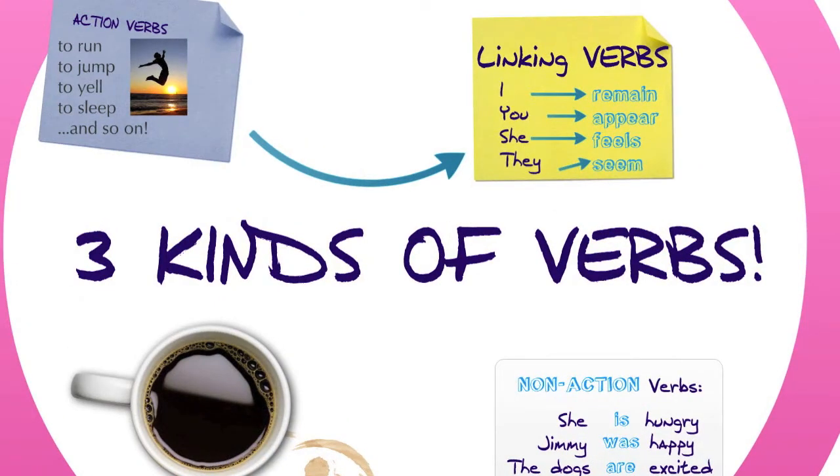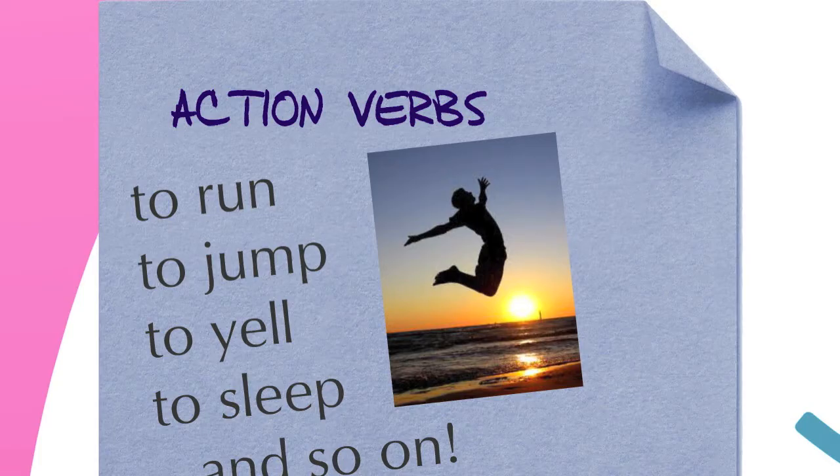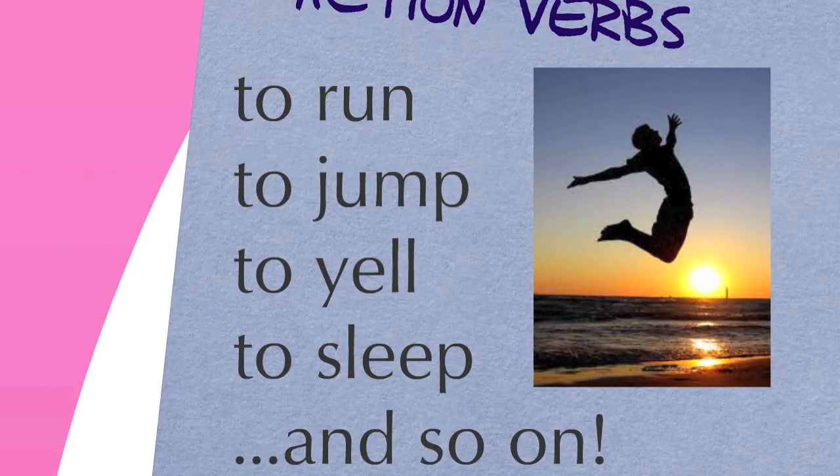There are three kinds of verbs. The first kind is an action verb, which, as previously mentioned, describes the action taking place in the sentence. Some examples of these action verbs are to run, to jump, to yell, to sleep, and so on.